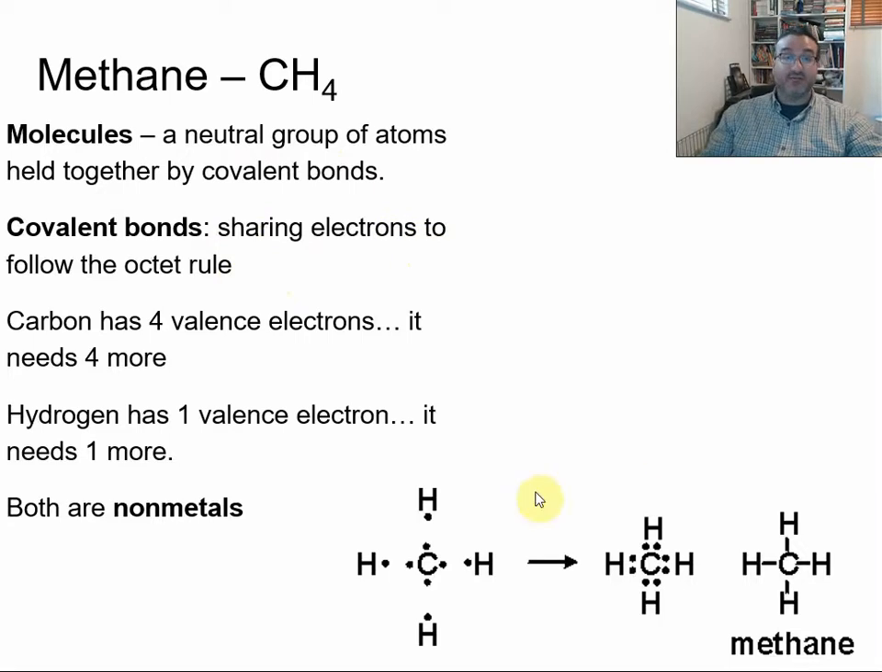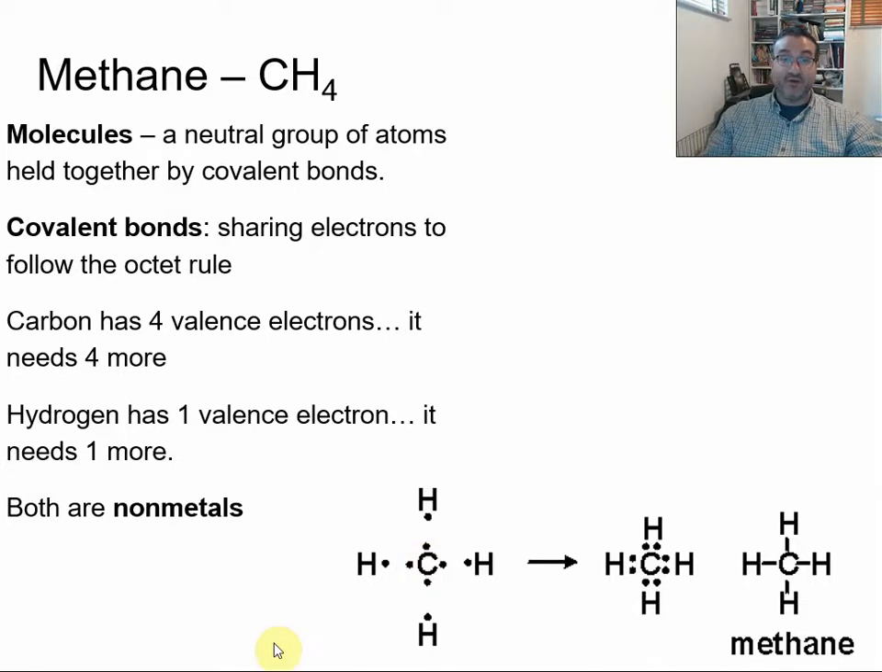By itself, carbon has 4 valence electrons. It needs 4 more. By itself, an atom of hydrogen has 1 valence electron, and it just needs 1 more to fulfill the octet rule. Both of these elements are nonmetals, which is another characteristic of the chemicals involved in a covalent bond.